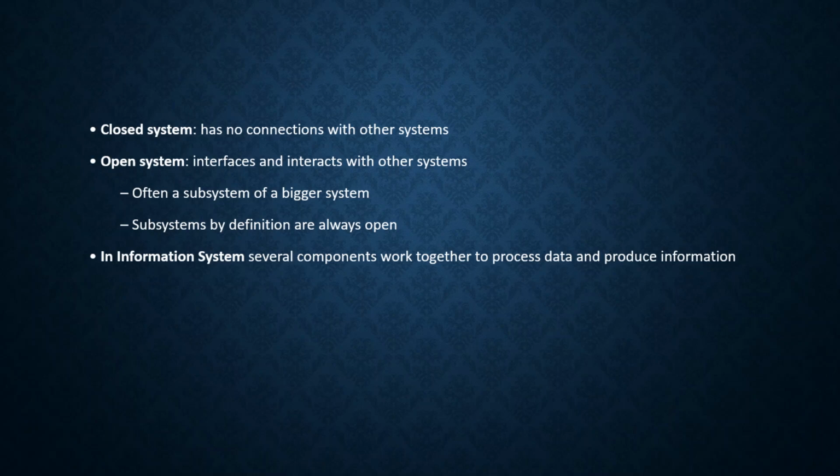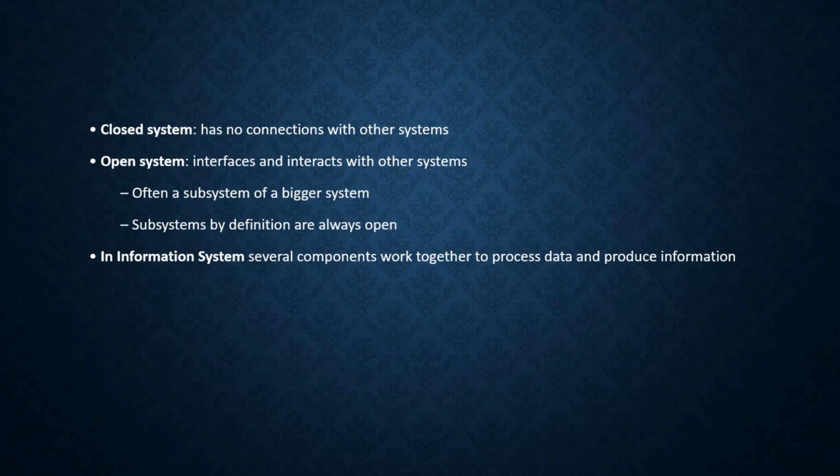A subsystem is normally an open system. That means it interacts with other systems. It sends data or receives data, or sends energy or receives energy, or sends some raw material or receives raw material, etc. That is why they are open.